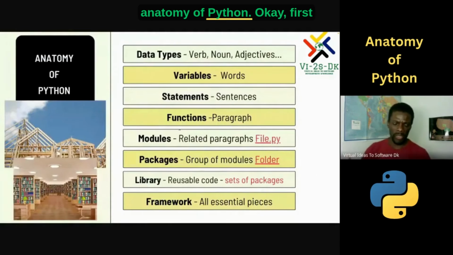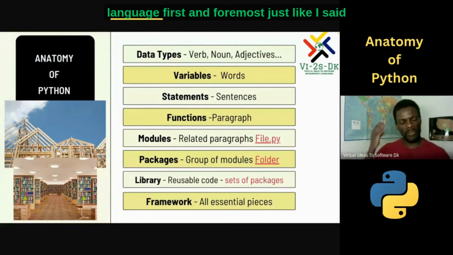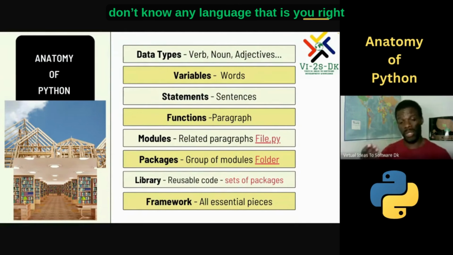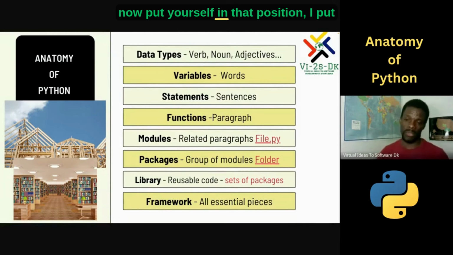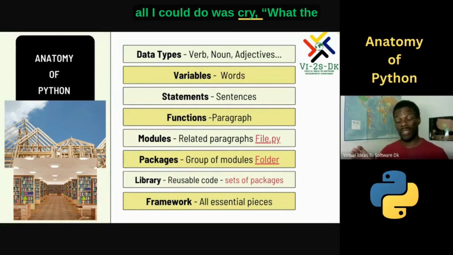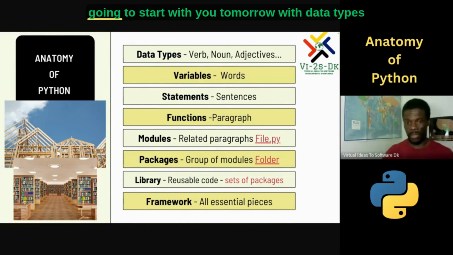An anatomy of Python, okay? First, Python again is a language first and foremost. Just like I said earlier, a child is born, they don't know any language. That is you right now. Put yourself in that position. I put myself in that position before. I knew nothing. All I could do was cry. What the hell is this teacher talking about? I'm there crying.